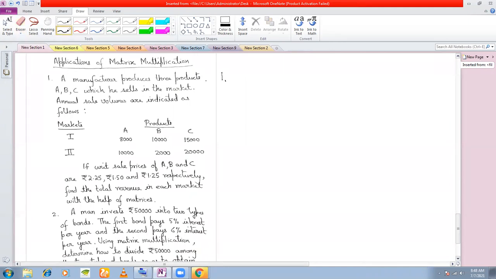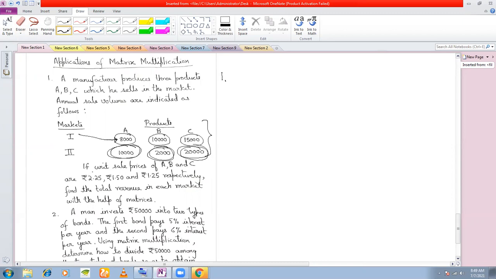If you read this question here, it states a manufacturer produces three products, A, B, and C, which he sells in the market. Annual sales volumes are indicated as follows, and you have this table given here. Market one sells how many products? A sells 8,000 products, B sells 10,000 products, C sells 15,000 products. Similarly, market two sells so many types of products. Product A it sells 10,000, product B it sells 2,000, product C it sells 20,000.